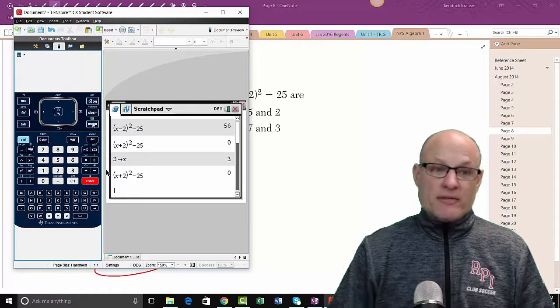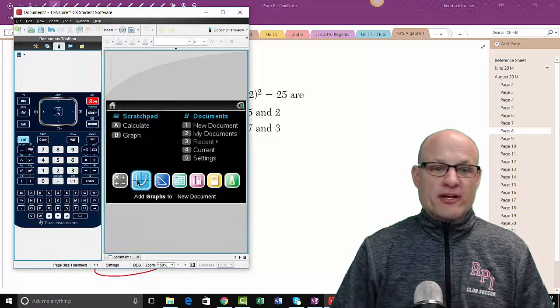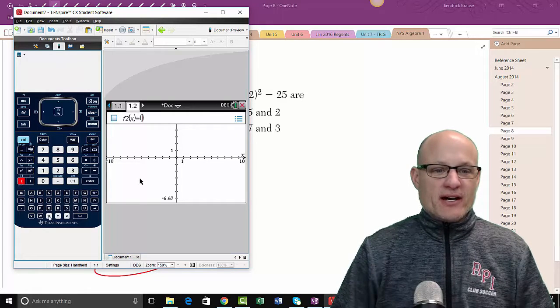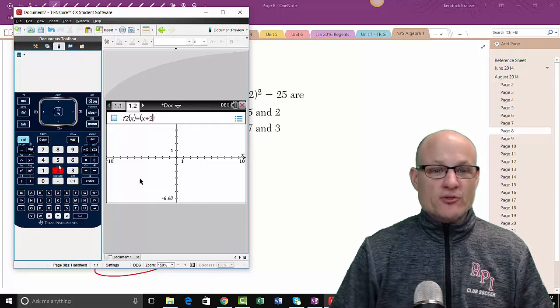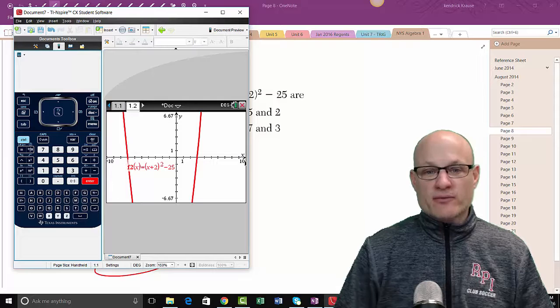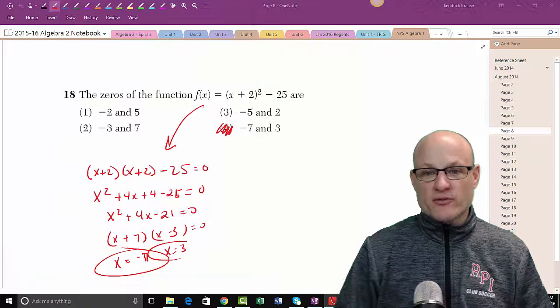That's method 2. Method 3 would be just to graph the thing. Let's just graph the sucker. What was it? Here we go again. x plus 2 squared minus 25. And I can see it passes here at 3 and over here at negative 7. There you go. There's 3 different ways to solve the same problem.